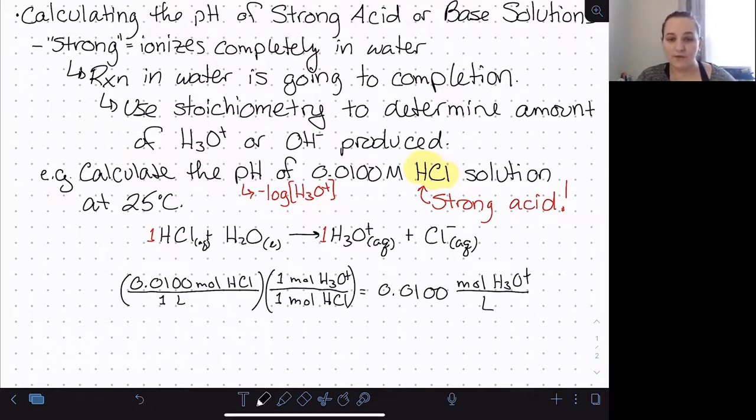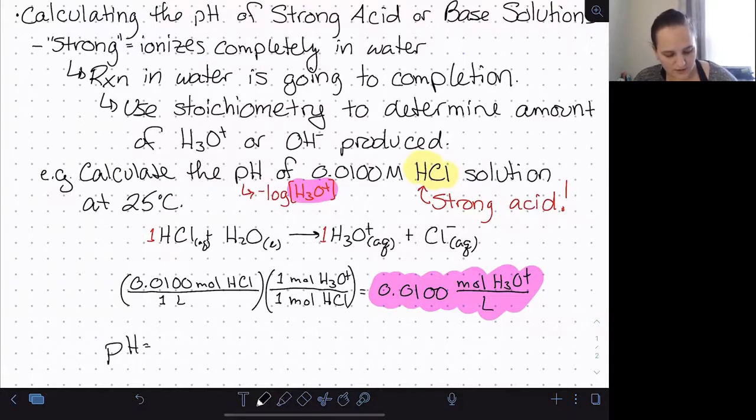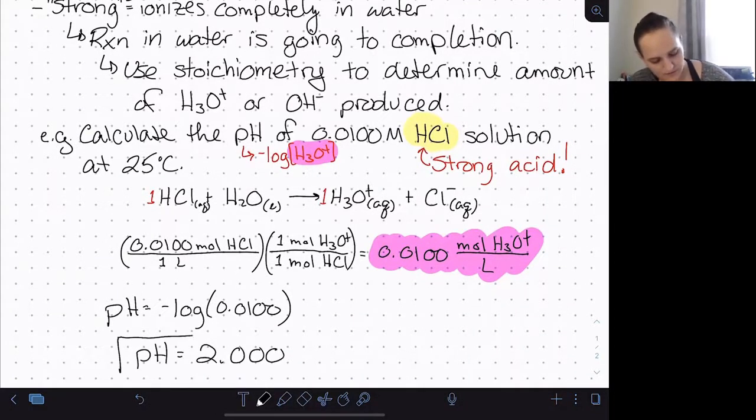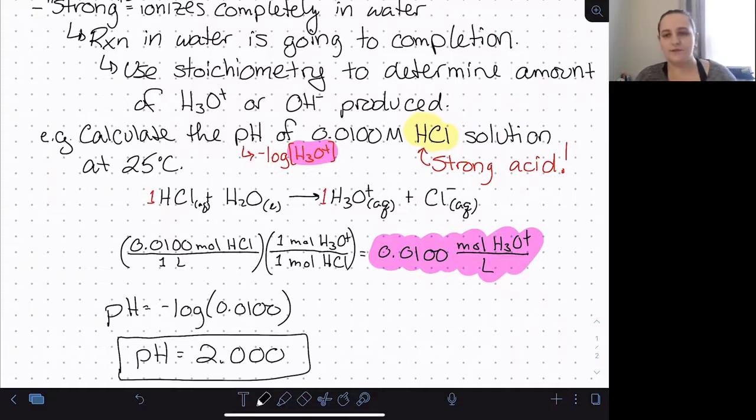So now that we have our hydronium concentration, this value is all we need to be able to calculate our pH. So our pH is just going to be equal to the negative log of 0.01, which gets us a value for our pH of 2.000 if we're being good about sig figs. This number has 3 significant digits, so that becomes 3 digits after the decimal place.